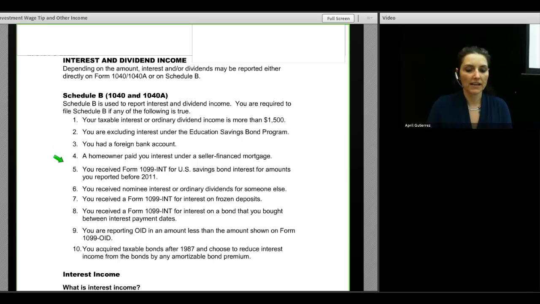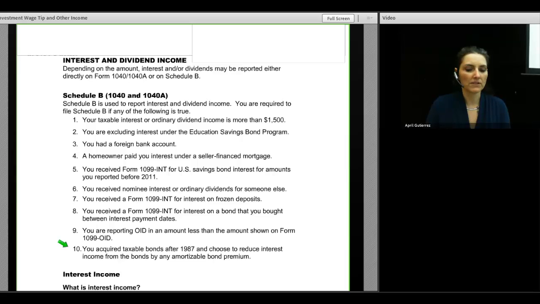Number 5, you received Form 1099-INT for U.S. savings bond interest for amounts that you reported before 2011. Number 6, you received nominee interest or ordinary dividends from someone else. Number 7, you received a Form 1099-INT for interest on frozen deposits, or you received a 1099-INT for interest on a bond that you bought between interest payment dates, or you were reporting original issue discount in an amount less than the amount shown on Form 1099-OID, or you acquired taxable bonds after 1987 and chose to reduce interest income from the bonds by an amortizable premium amount or bond premium.